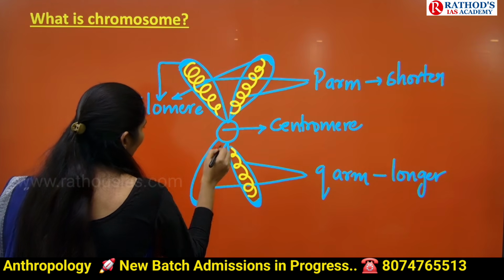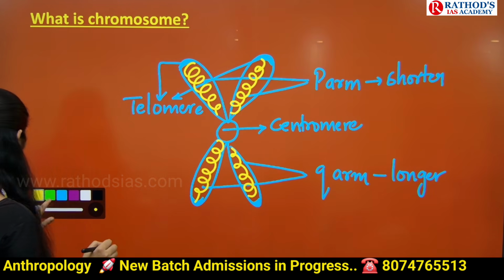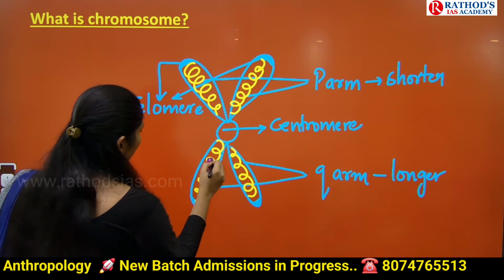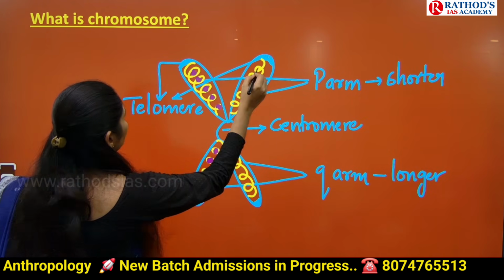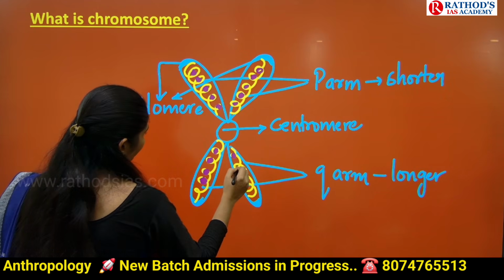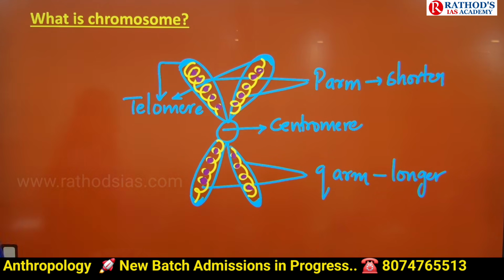It is coiled in a way, and it is coiled around protein called histone protein. It will be like this. Around histone protein, this DNA is coiled and it is arranged in this way, and this is the structure of our chromosome. Clear? I hope this is clear.